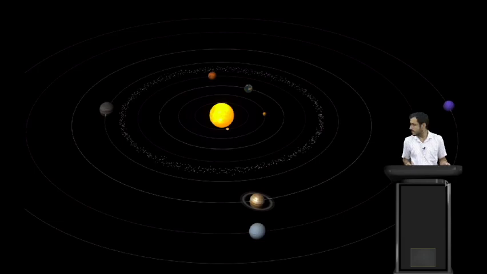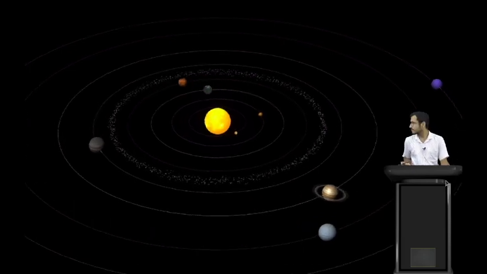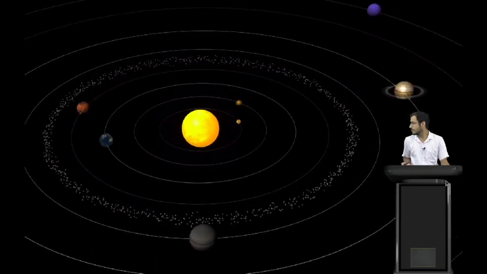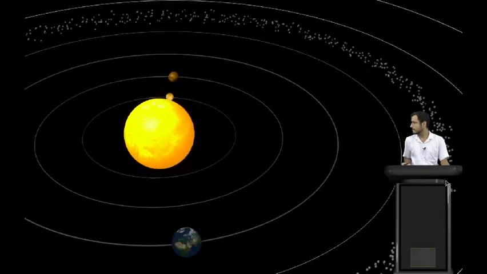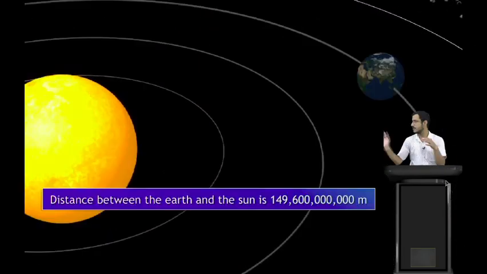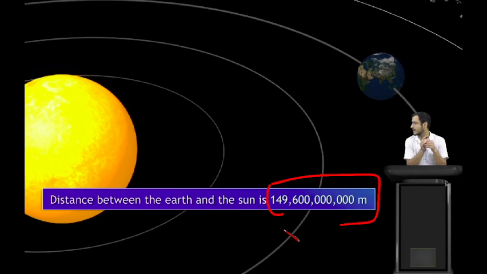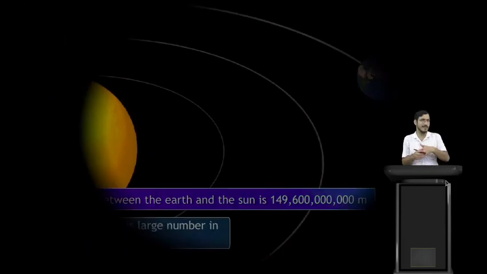Now here you can see the solar system. The distance between the earth and the sun is a very large number here, 149,600,000,000 meters. So we express this large number in exponential form.